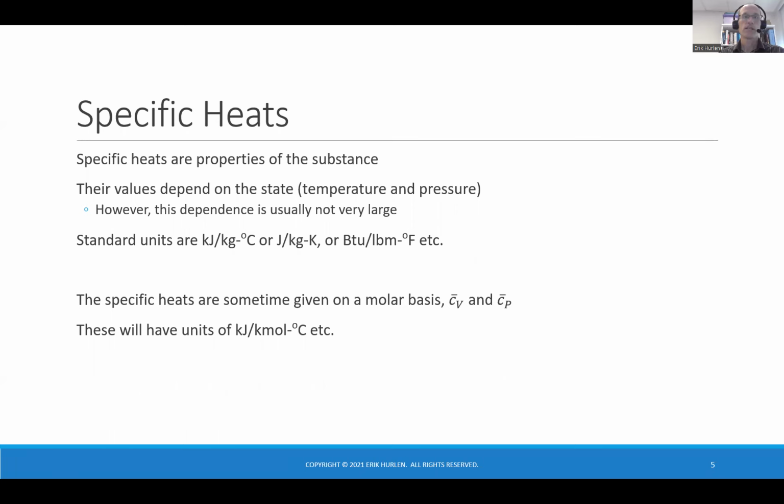Usual units for the specific heats are change in energy per unit mass over change in temperature, so joules or kilojoules divided by kilograms and Kelvin or Celsius, or in the US system, BTU per pound mass, degree Fahrenheit, or Rankine. There's another option for the specific heats. Instead of per unit mass, they can be on a per molar basis. These have bars over them to distinguish them, and in terms of units, have mass terms replaced by kilomoles.